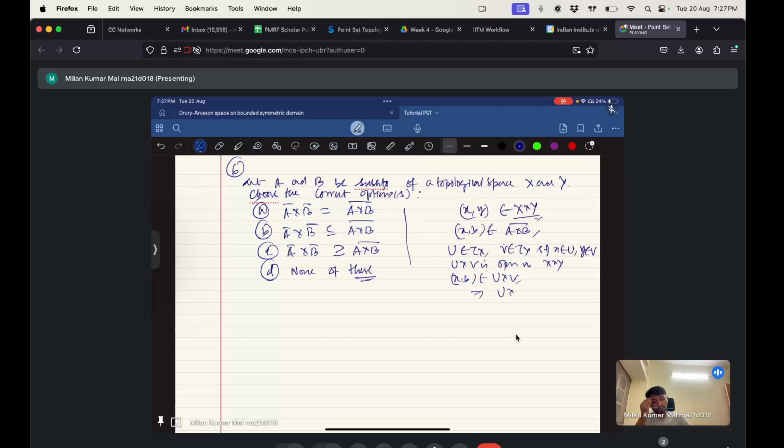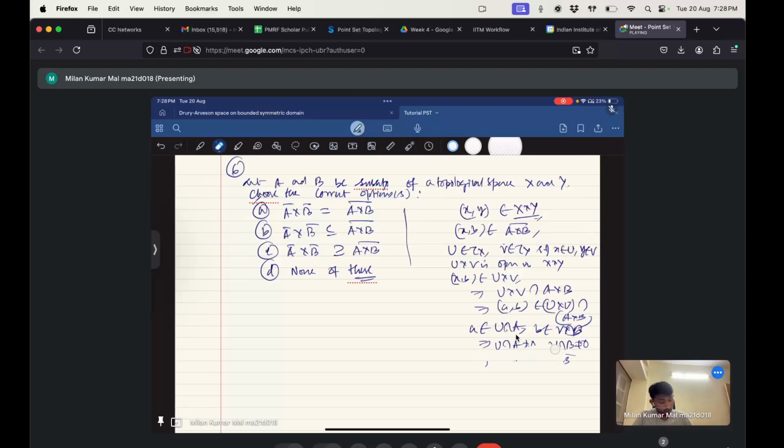That means U cross V makes non-empty intersection with A cross B. That means there exists (a, b) which belongs to U cross V intersection A cross B. That means there exists a belonging to U intersection A and b belonging to V intersection B. That means U intersection A is non-empty and V intersection B is non-empty. That means x belongs to A closure and y belongs to B closure. In this way you can say, okay, there is a problem, I think.